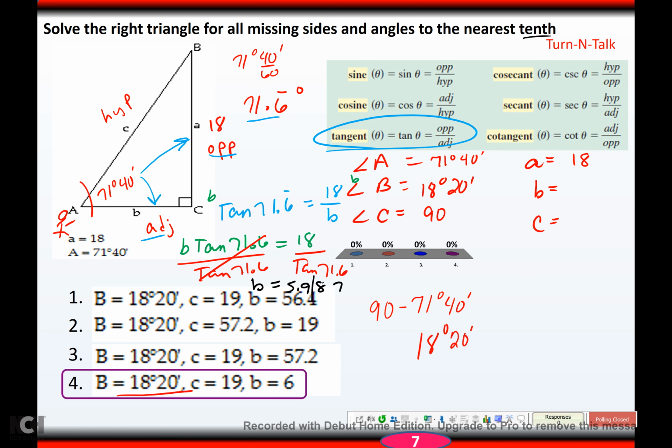Right here. The 8 would bump that up to 10. Carry the 1 would make that 6.0. So there's where they got the b is 6.